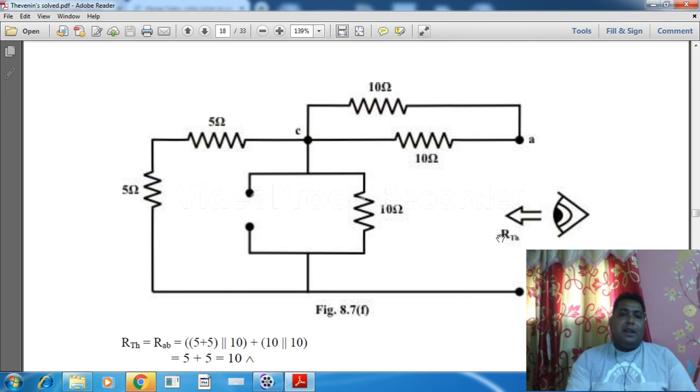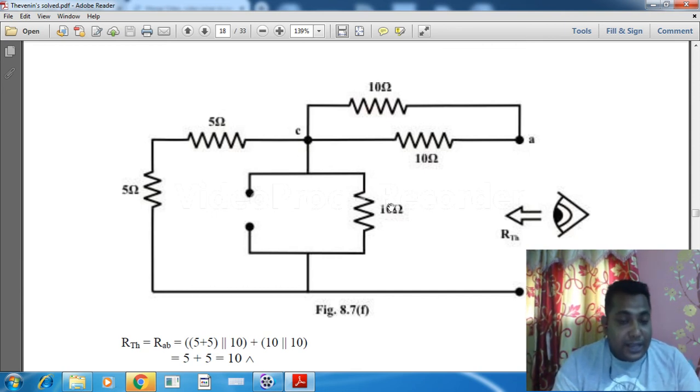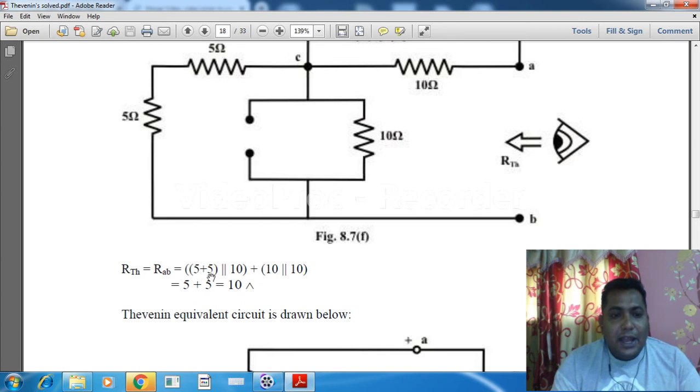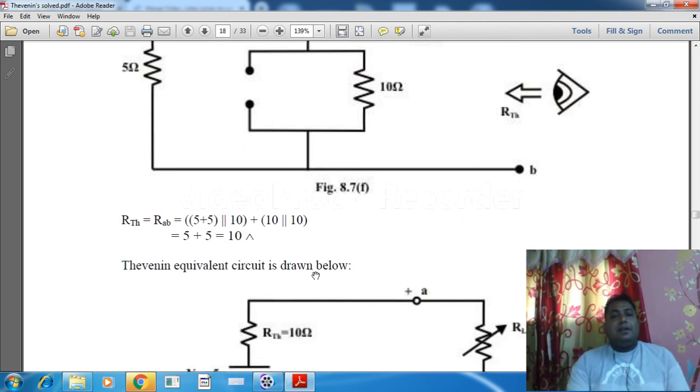So what is the series-parallel combination? There is a current division, so these two are in parallel. Again there is a current division, so these two are in parallel. One thing we should say: the same current is flowing through these two. So before these two are in parallel, these two are in series. So 5 plus 5 in series is 10, parallel with this 10, and this whole combination is in series with the parallel combination of these two 10s. Okay, so this is the equivalent resistance over here.